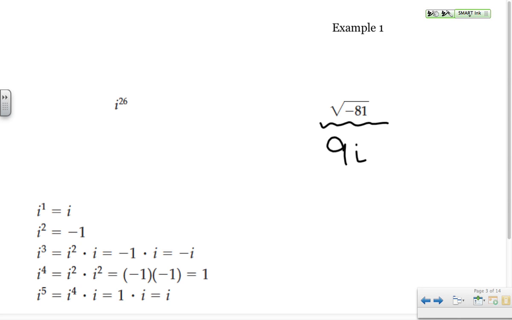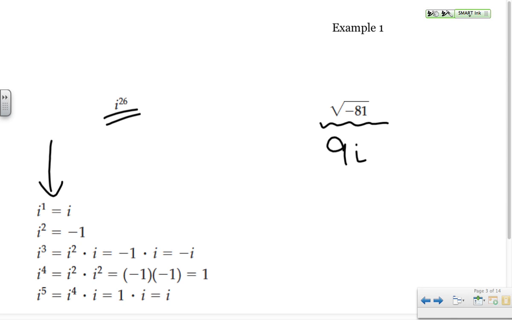Now what happens if I have i to a huge exponent? This is where these rules come in down here, and you're going to want to memorize these or at least know how to use them. i to the first power is i. i squared is negative 1 because the square root of negative 1 is i. i to the third is i squared times i, which is negative 1 times i, which is negative i. There are only 4 possibilities, well, I guess 5. i to the fourth is i squared times i squared, negative 1 times negative 1, positive 1. i to the fifth is i to the fourth times i, 1 times i is i. So then it starts all over again.